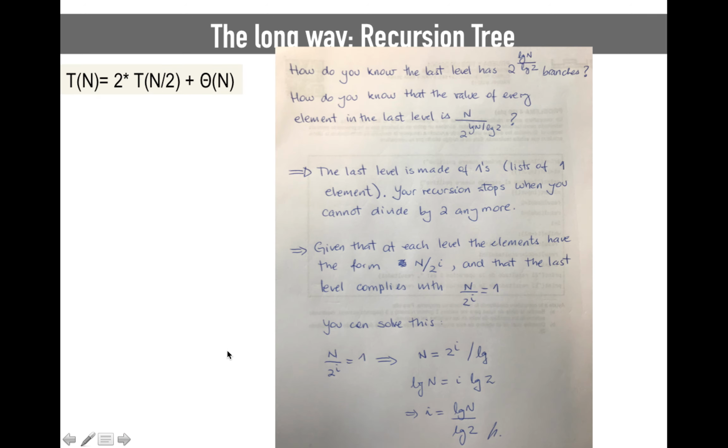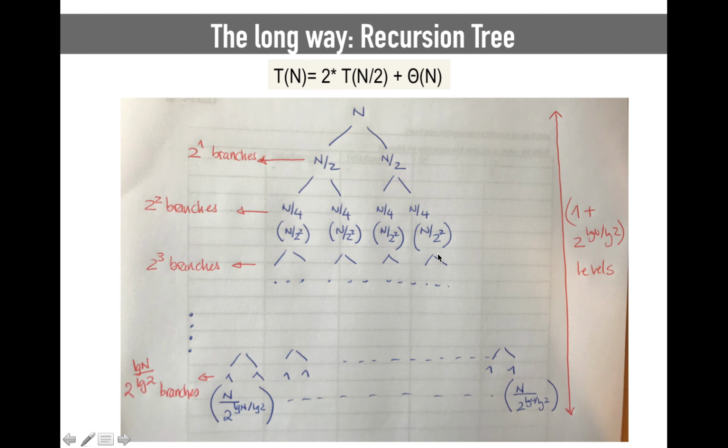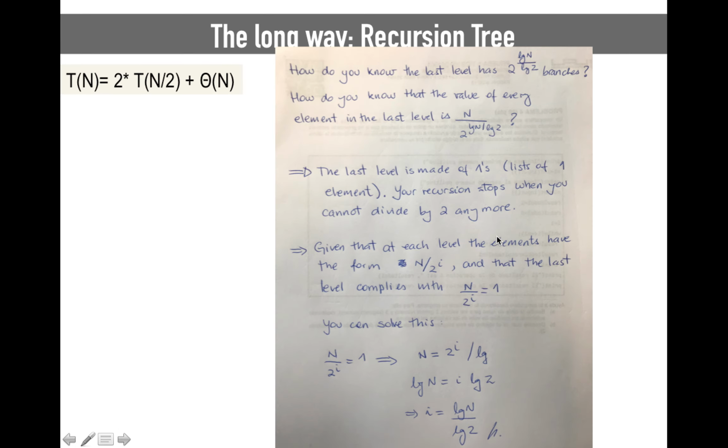Okay? Well, the last level is made of 1s, because you have a list of 1 element. This is when the recursion of merge sort finishes. So your recursion stops when you cannot divide by 2 anymore. Given that at each level the elements have this form, if you go back to the tree, you can see that at this time this is n divided by 2 to the 1, n divided by 2 to the 2. So this is the generic way of expressing the element of the tree.